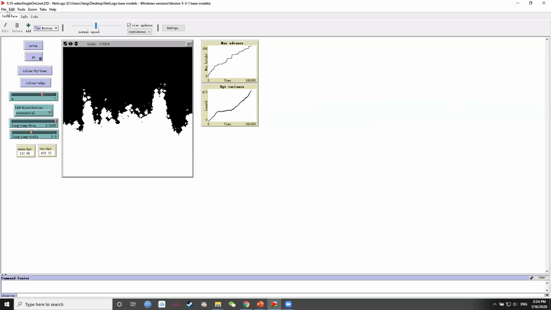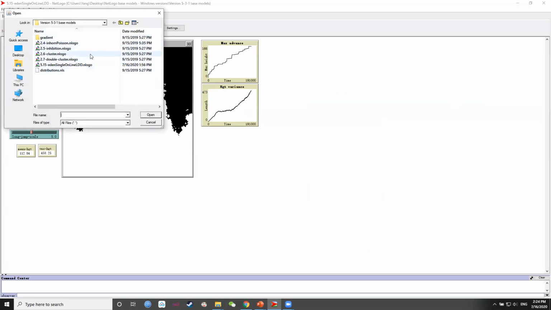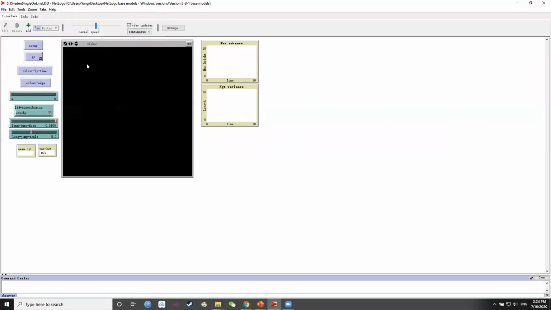Yeah, it's here. 515. Let me reload it. Okay, set up and revisit time. Let's just change it to 10. Okay, an unoccupied site needs to be visited 10 times before it can be occupied. Let me set up and go.